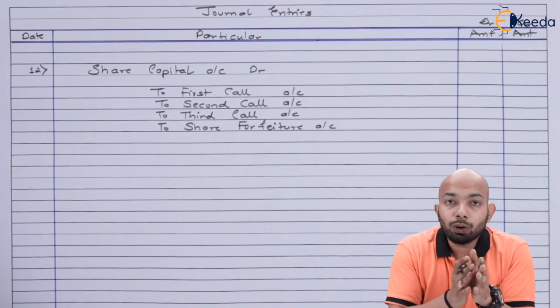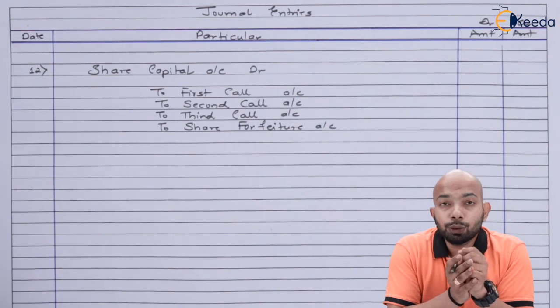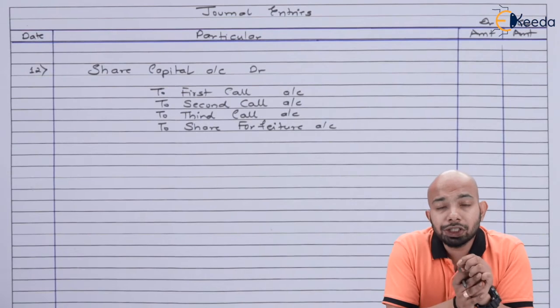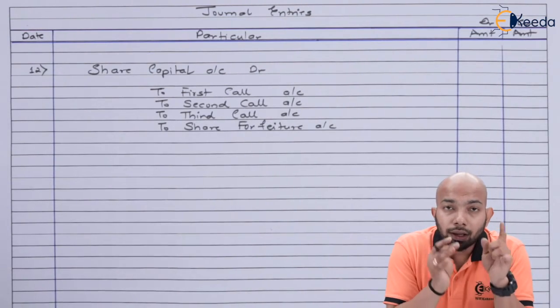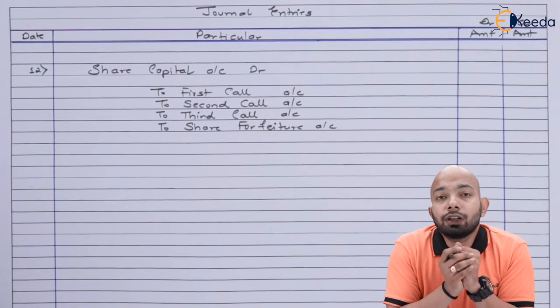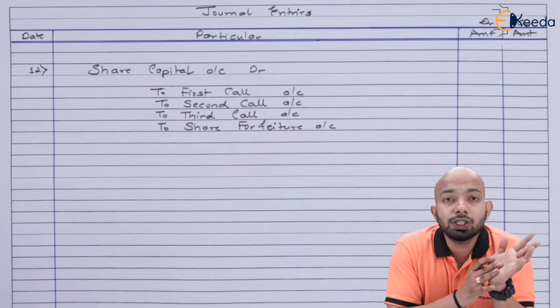Now when we're talking about all these journal entries, let me explain. Share capital refers to number of shares into called up amount. That means number of shares in question which are forfeited will be multiplied by the called up amount. Called up amount refers to the amount that we have called up from the shareholders. In this question, we have called up the whole amount of rupees 20.